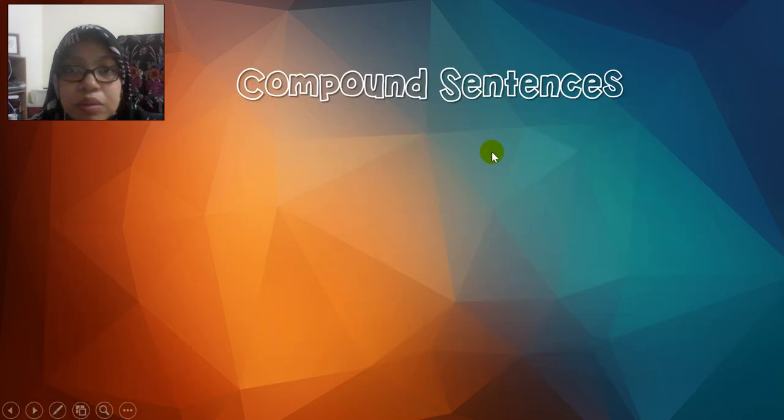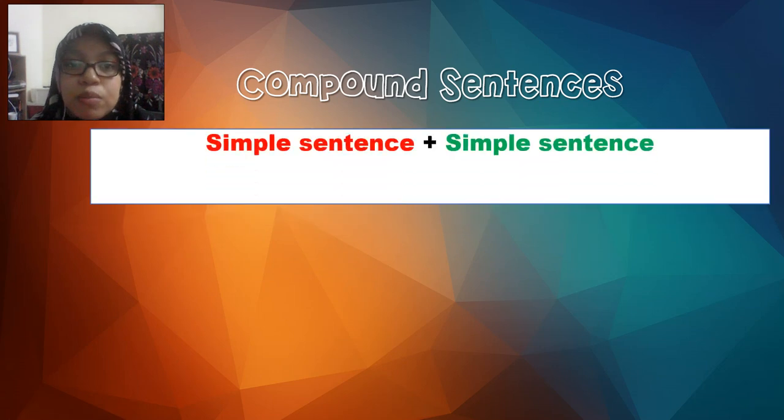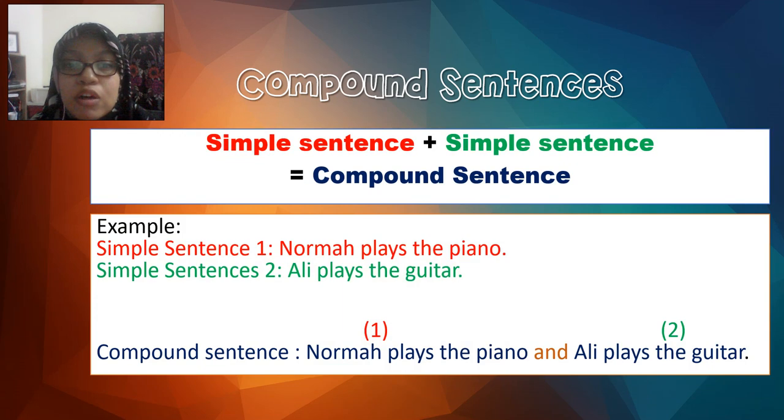Okay, so when we know about the simple sentence, we must know about the compound sentences. Compound sentences is when simple sentence plus simple sentence, it will produce a compound sentence. How do we want to add?